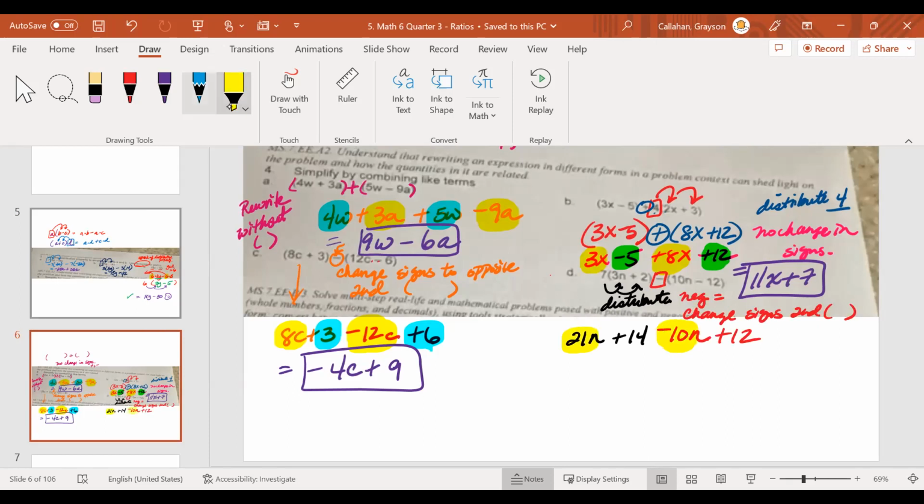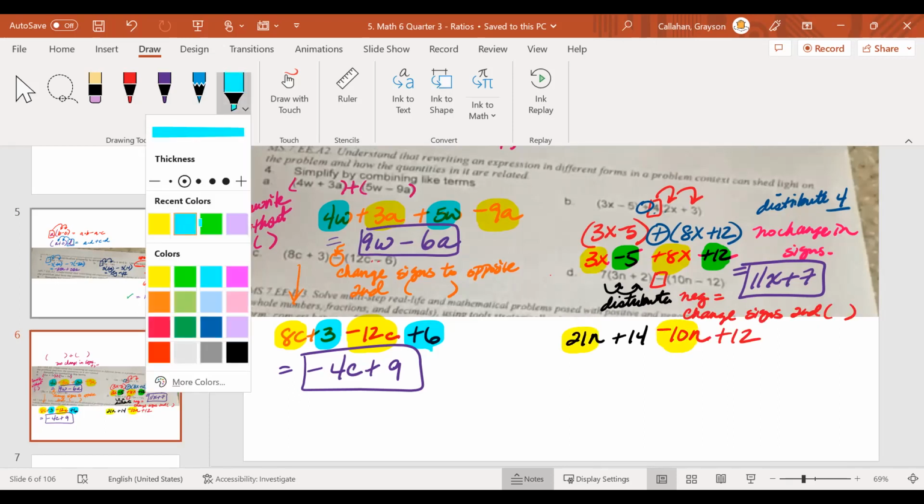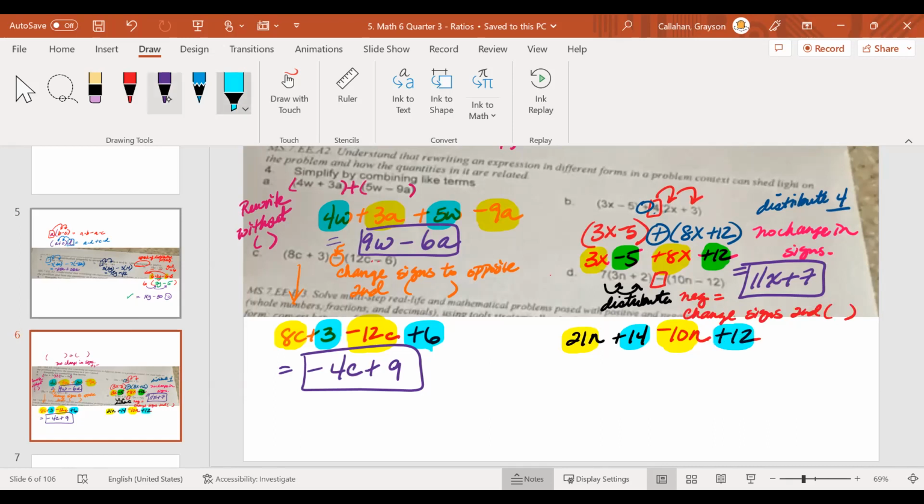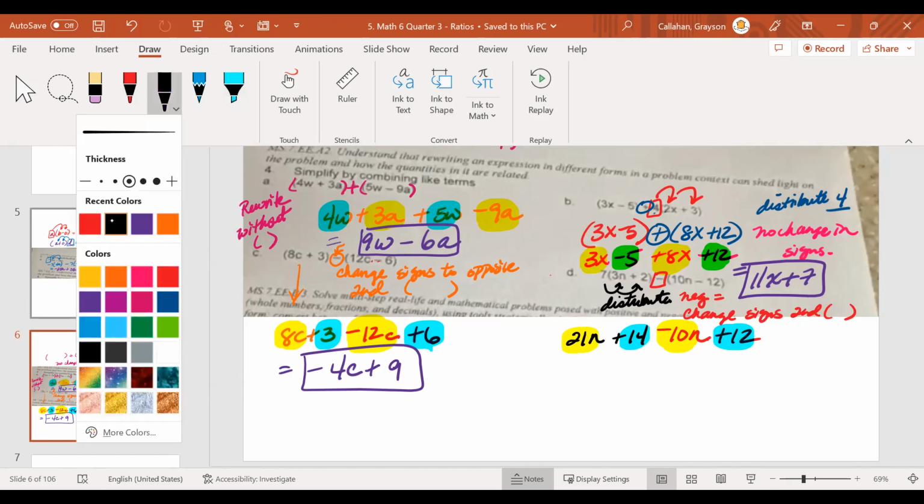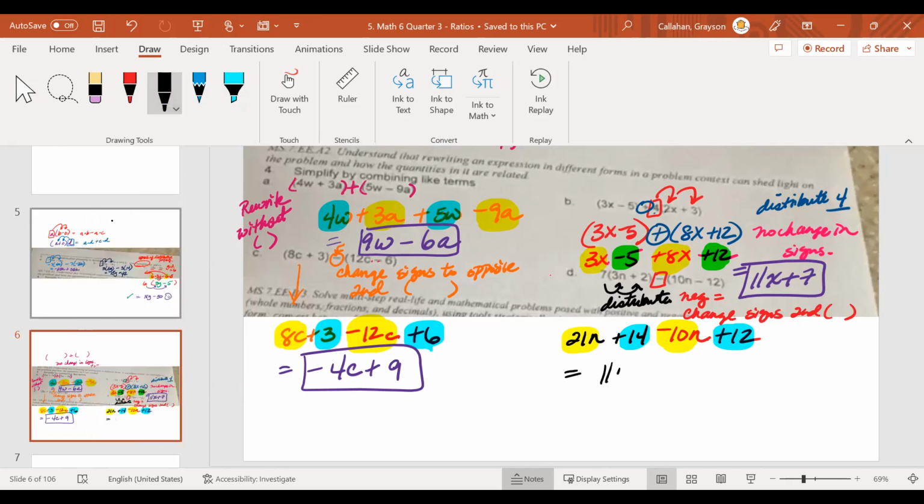N's go with the n's. Then the numbers, you combine with the numbers. How many n's do you have? No, 21 minus 10n is? What's 14 plus 12? Okay, that's your answer. She gave you a lot of homework tonight. Jeez. All right, let's take a look at the last part of 5.